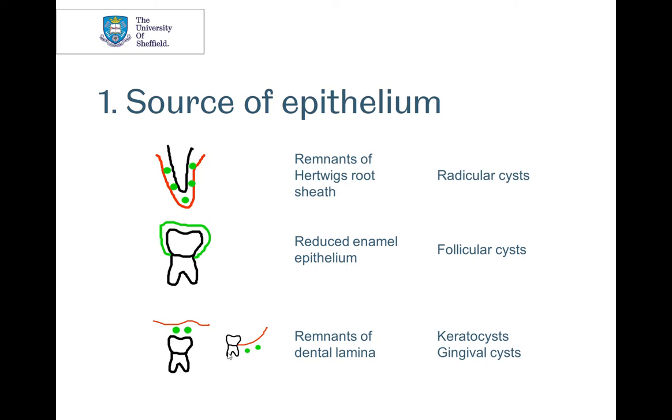The third source of epithelium is remnants of the dental lamina. Now, these are sometimes referred to as the glands of Serres. These are most common in the posterior part of the mandible, and they give rise to a number of these cysts and indeed quite a number of odontogenic tumours. Particularly in this context, they give rise to keratocysts and gingival cysts.